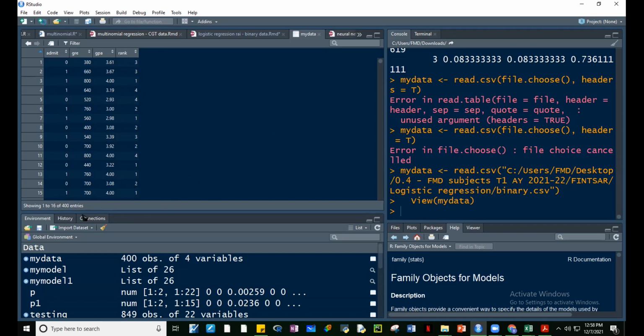So there are 400 observations here. And we'd like to come up with a model that will predict whether any student with a GRE score, GPA score, and the rank of the school where he or she came from, will be admitted or not admitted. So this is an example of a binary logistic regression.